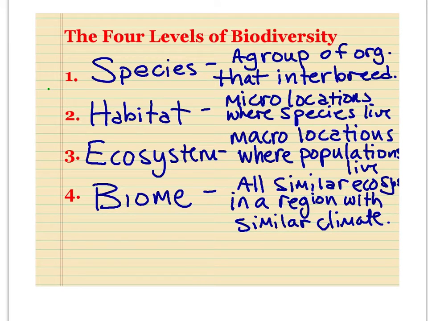And then finally, a biome. A biome is similar ecosystems within a region which have the same climate. We talk about climate being maybe the same temperature ranges or the same amount of precipitation. You'll never find a desert up in northern Minnesota because it's just too much rain.